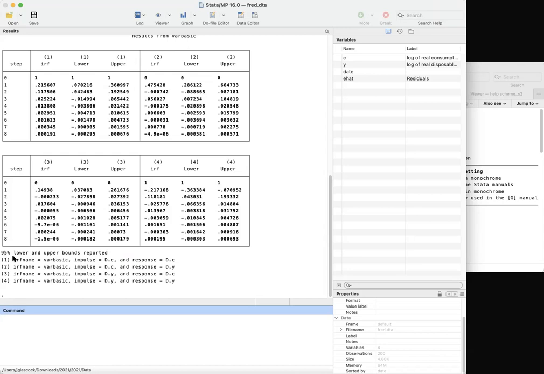So you have a 95% lower and upper bound reported. This is the lower and upper bound for the first chart. And you also have impulse response function values there. And the interpretation is here.